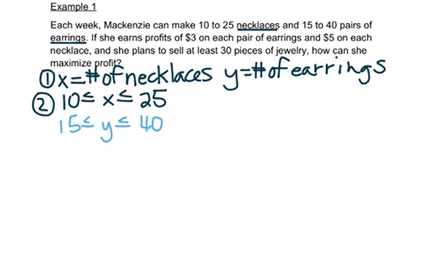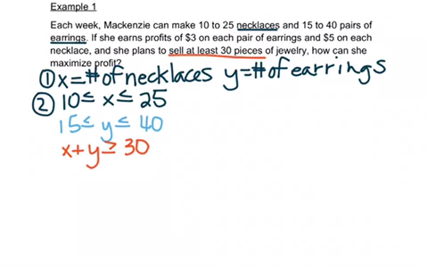Well, yeah. At the end it says she plans to sell at least 30 pieces of jewelry. So she has to have at least 30 pieces of jewelry, the number of necklaces plus the number of earrings has to be greater than or equal to 30 pieces. There's my system of inequalities. Now we need to graph this system. The first part about graphing these types of problems is you're probably going to have to change your scale.